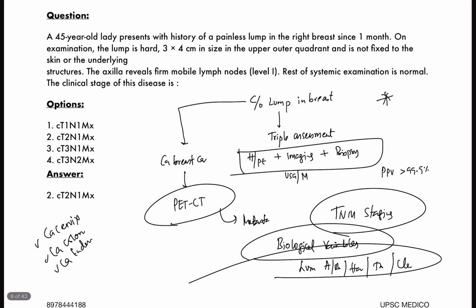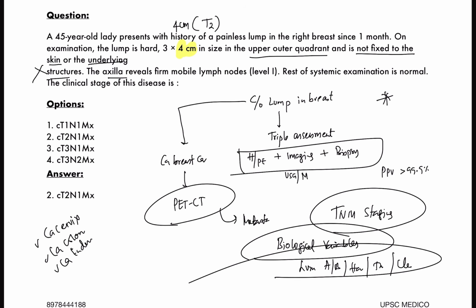Coming back to the question, let me read the question for you. 45-year-old lady with history of painless lump, right breast, 1 month. Examination: hard lump, 3 to 4 centimeters. So I would go with greater dimension as 4 centimeters, which will put T staging as T2. In the upper outer quadrant and not fixed to the skin or underlying structures. That means it rules out the T3 or T4 staging.